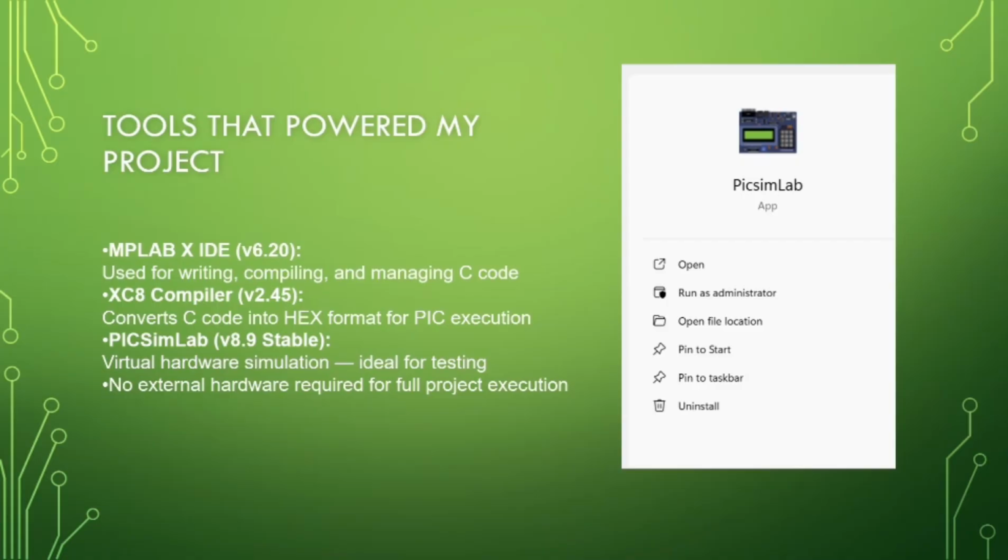Then we have the XC8 compiler. XC8 is Microchip's C compiler designed for programming 8-bit PIC and AVR microcontrollers. It translates your C code into optimized machine instructions that run efficiently on resource constrained embedded systems. Then we have PICSimLab. PICSimLab is a real-time emulator designed to simulate development boards like PIC, Arduino, STM32, and ESP32. It integrates with tools like MPLAB X and AVR GDB.